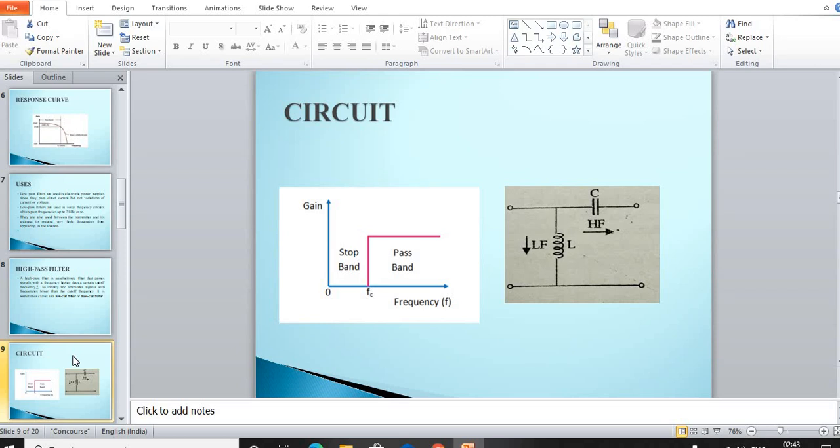The second diagram shows the circuit diagram for the high pass filter. Here also we have two components, one inductance and one capacitance. But in the case of the low pass filter, the inductance will be in the upper portion and the capacitance will be in the lower portion. But here the reverse case will occur.